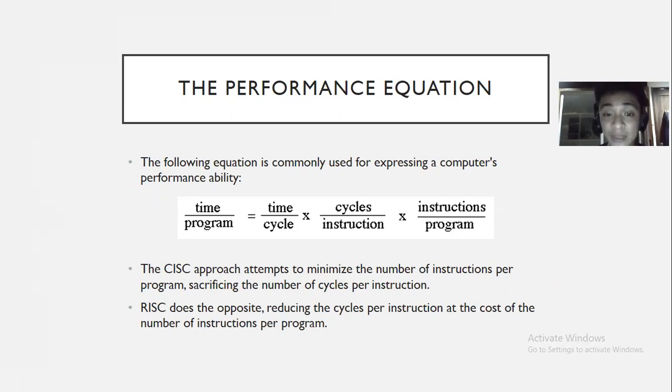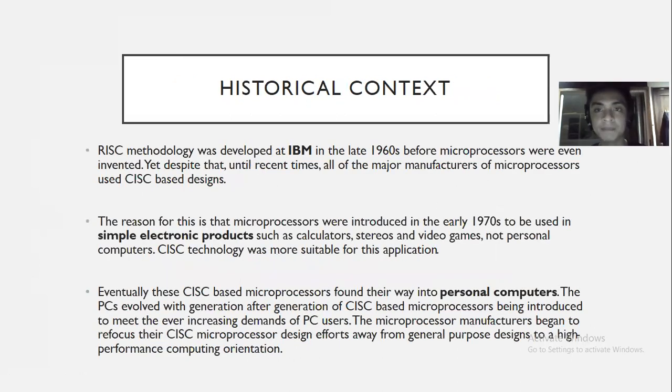CISC sacrifices the number of cycles per instruction, whereas RISC does the opposite, reducing the number of cycles per instruction at the cost of the number of instructions per program. So just to recap, CISC has fewer instructions, but it has more cycles per instruction. RISC does the opposite. It has fewer cycles, but it has more instructions. So they're both opposites. To proceed, let's tackle the historical context between the two.